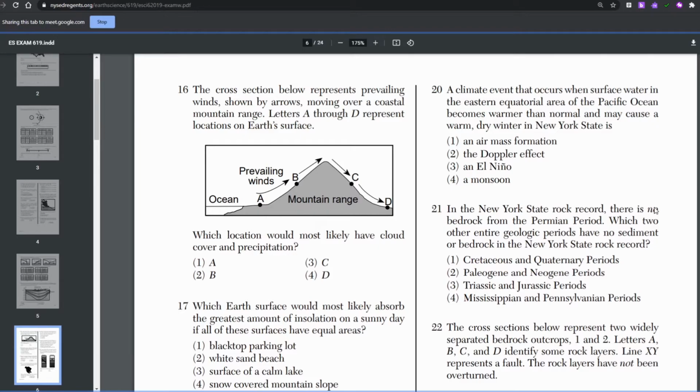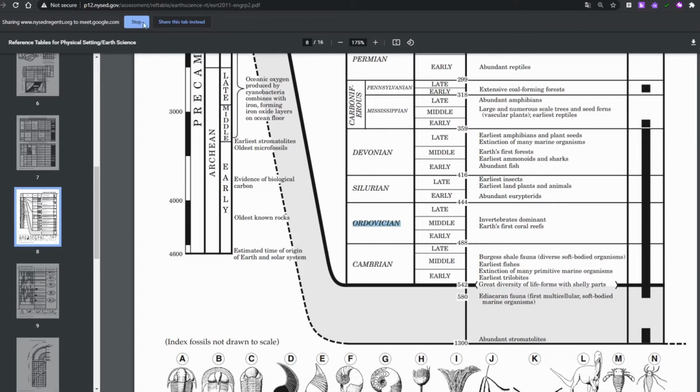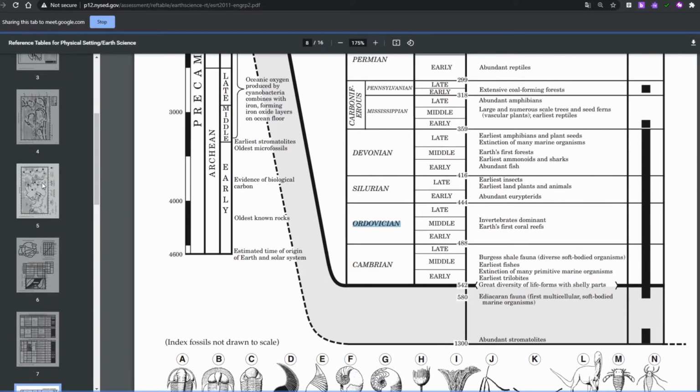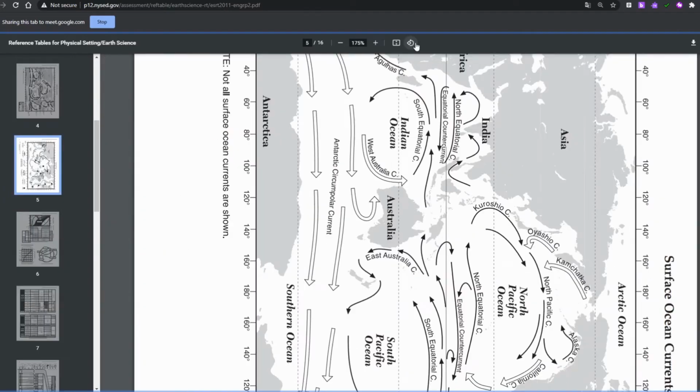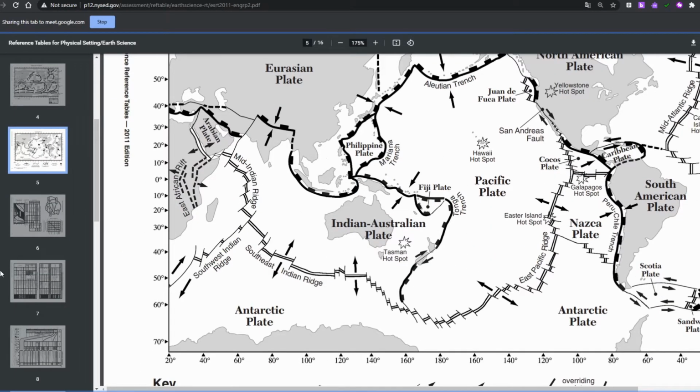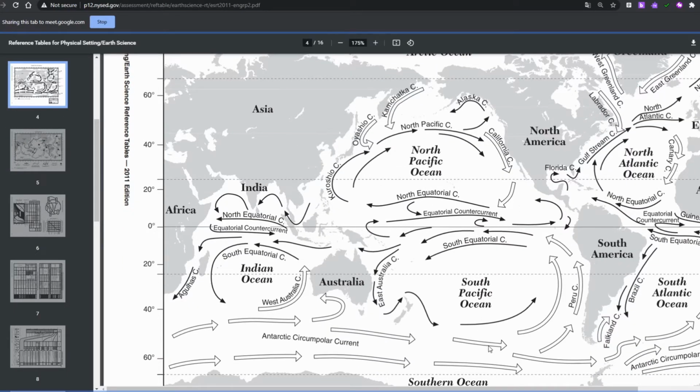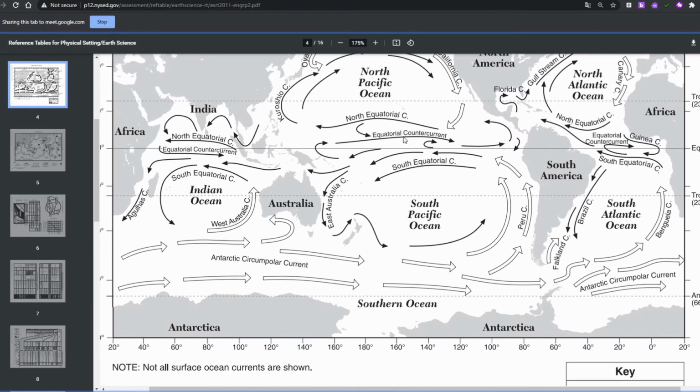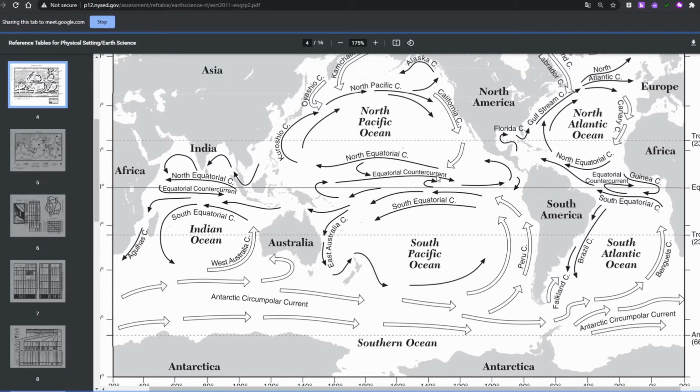20. A climate event that occurs when surface water in eastern equatorial area of the Pacific Ocean becomes warmer than normal and may cause a warm, dry winter in New York State is, we didn't learn about this one yet, but this is El Nino. So the El Nino events are a reversal, and we'll talk in more detail about this one. But they're a reversal of the equatorial countercurrent. So right here, you can see this guy, the equatorial countercurrent.